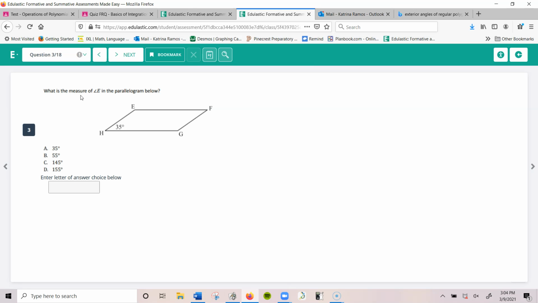Next we have, what is the measure of angle E in the parallelogram below? So in a parallelogram, the opposite sides are congruent. So H is congruent to F and E is congruent to G.